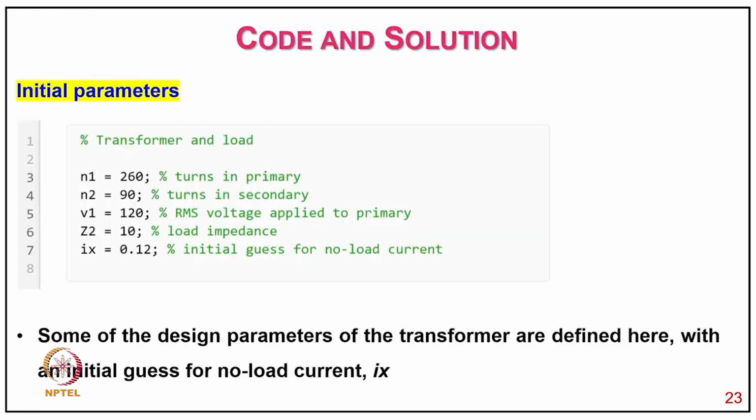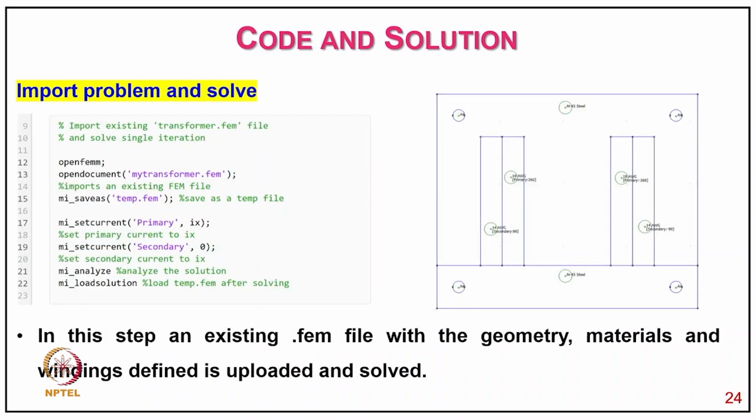Now coming to the code and simulation. These are the initial parameters with the code defining the transformer: N1 equal to 60, N2 equal to 90, V1 equal to 120, Z2 equal to 10, and Ix equal to 0.12. Some of the design parameters of the transformer are defined here, with the initial guess of no load current Ix.